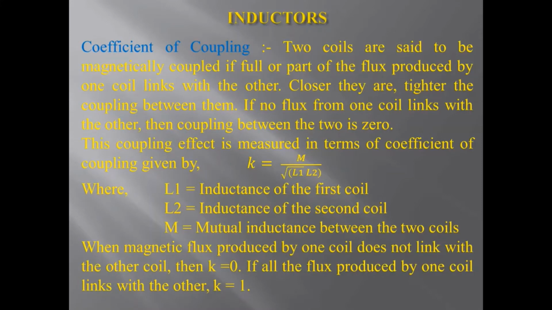This coupling effect is measured in terms of the coefficient of coupling, given by small k equals M upon under root of L1 L2, where L1 is the inductance of the first coil, L2 is the inductance of the second coil, and M is the mutual inductance between the two coils. When the magnetic flux produced by one coil does not link with the other coil, then k is equal to 0. If all the flux produced by one coil links with the other, k is equal to 1. So this is the basic idea about inductance.